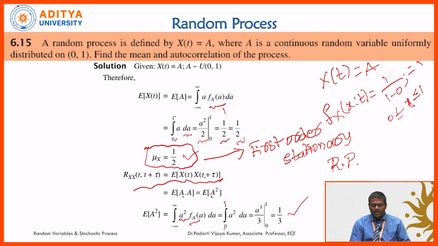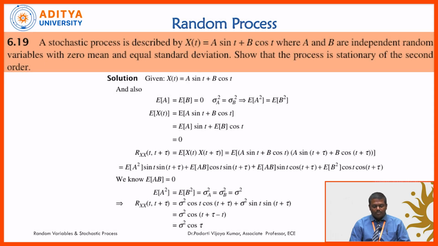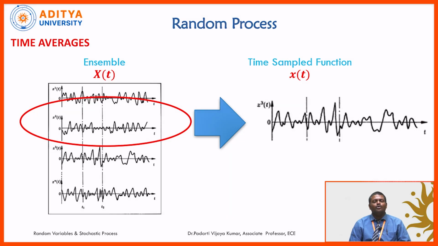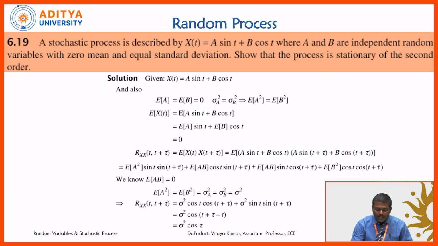So, E of a square is nothing but the correlation function. What did we get? The correlation function is simply a constant, and mu x is also constant. Both are constants, and clearly they satisfy the wide sense stationarity conditions. So, we can conclude it is a wide sense stationary random process. In a similar manner, we can verify the stationarity simply by computing the mean value and correlation value. Next, we will see the problems related to jointly wide sense stationary random processes.